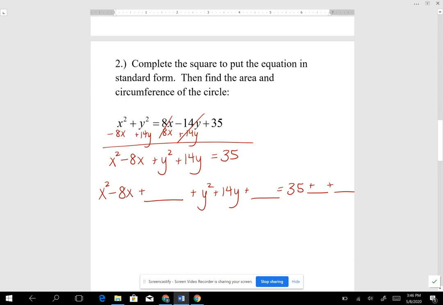All right, I'm not going to do the visual this time. I'm just going to split -8 into 2 pieces, -4 and -4, which gives me 16 to fill in the blank. And whatever you do to the left-hand side, you have to do to the right. Then I'm going to split 14 into 2 pieces, 7 and 7. So that tells me what to fill in the blank with, 49.